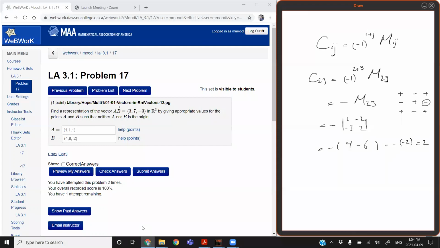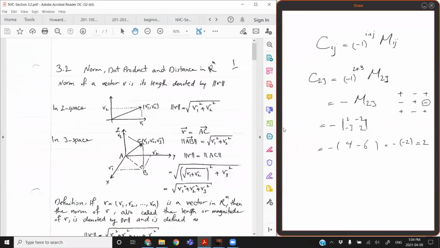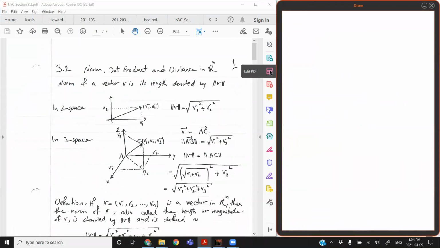Let's begin the new section, 3.2. In this section, we're going to learn about norm, dot product, and the distance in Rn. So norm is basically the length. So when we say the norm of a vector, we mean the length of that vector.